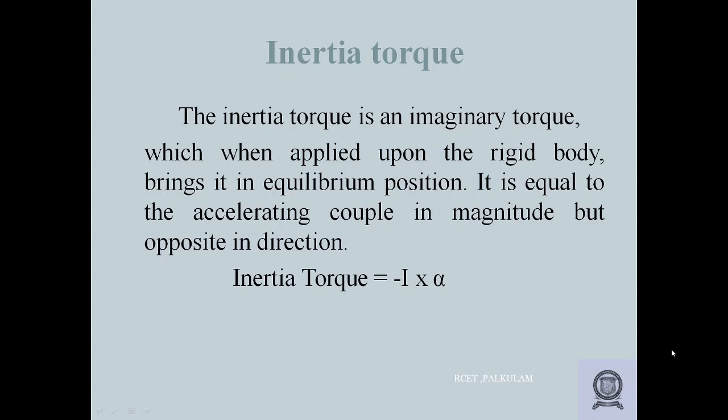Next one is inertia torque. The inertia torque is an imaginary torque which, when applied upon the rigid body, brings it into equilibrium position. It is equal to the accelerating couple in magnitude but opposite in direction. Inertia torque is equal to minus I into alpha.